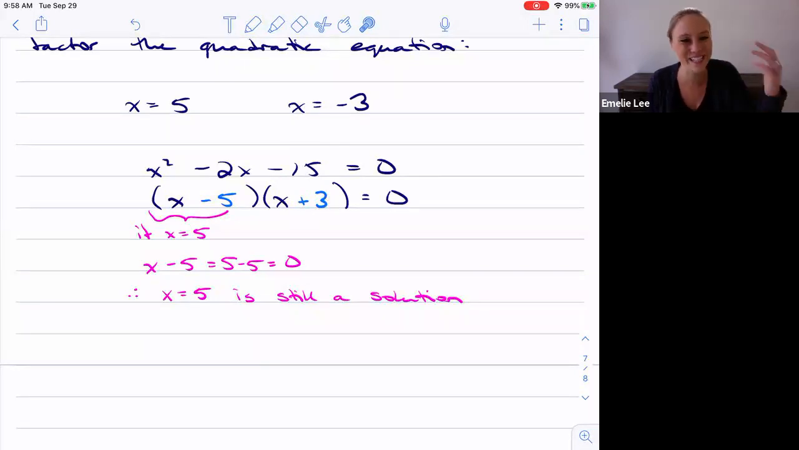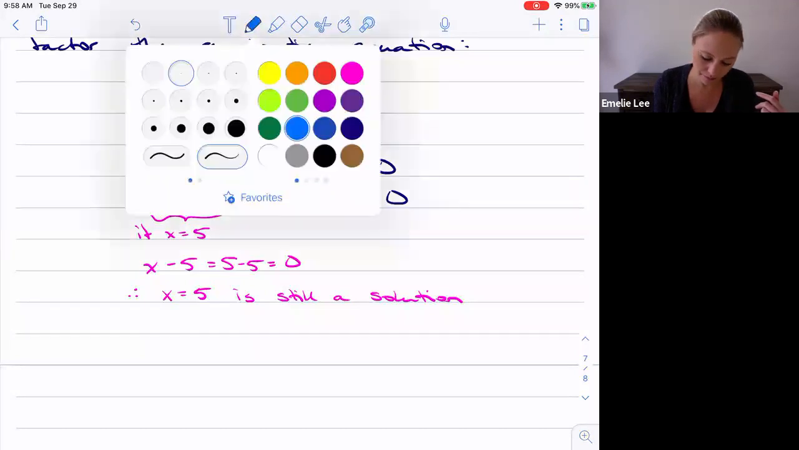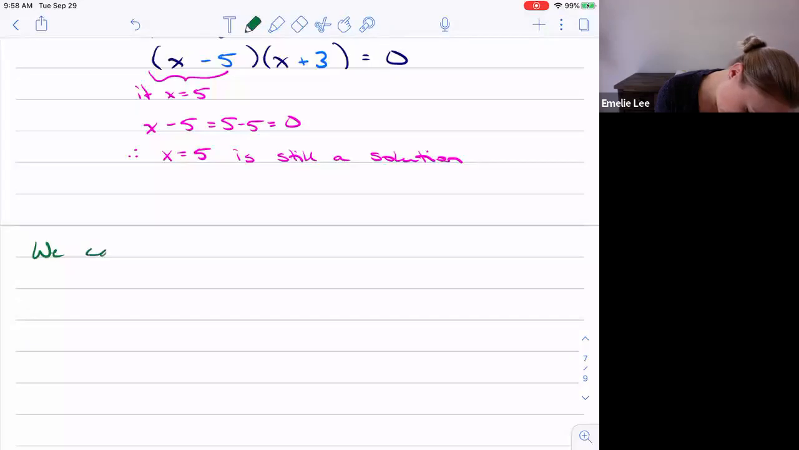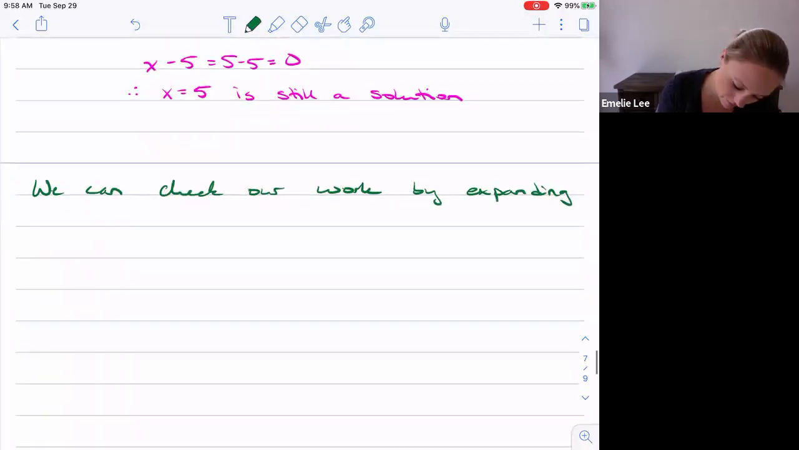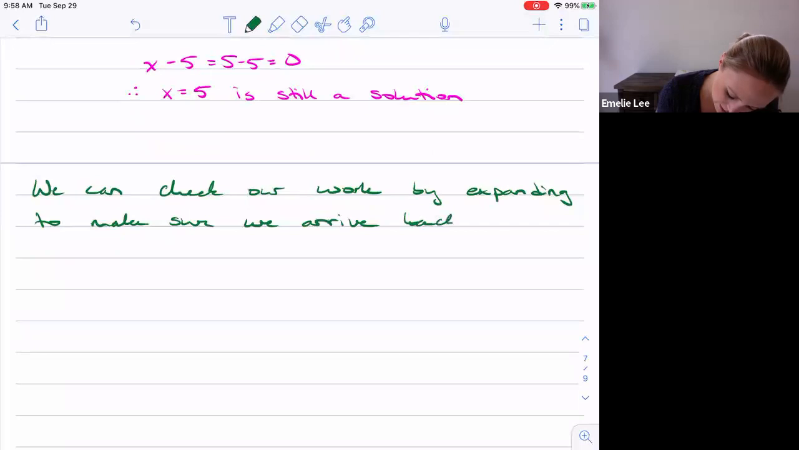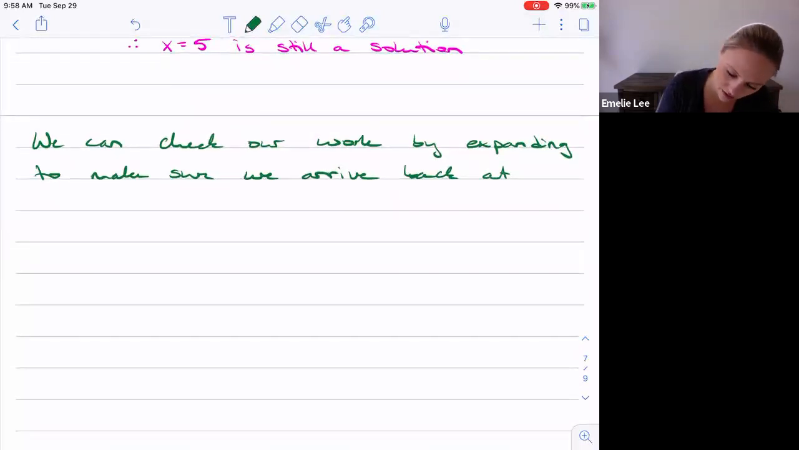Now what's nice, we can still check this. Oh man, I get you to check your work all the time. Sometimes I get lazy, but a lot of the time it's nice to be able to check your work, to make sure that you did it right. We can expand this, just like we did with all the factoring that we've done so far, to make sure that we got back to the same value. We can check our work by expanding to make sure we arrive back at the original quadratic equation.